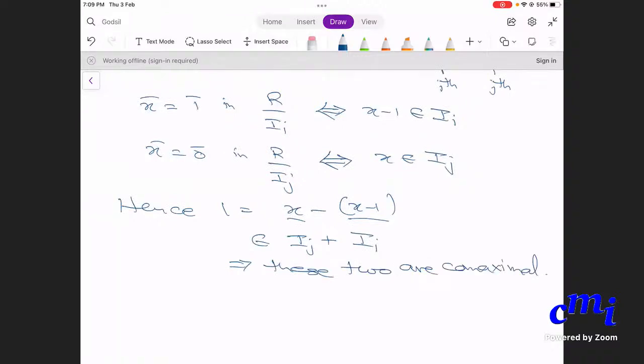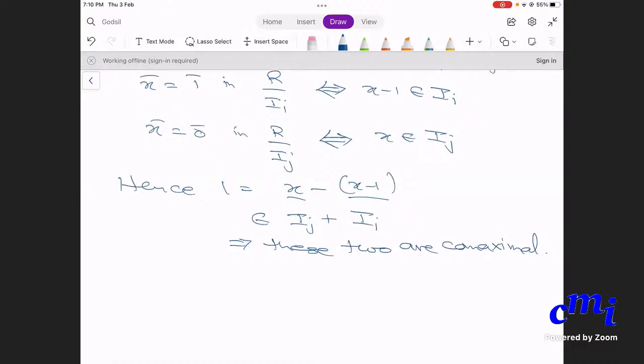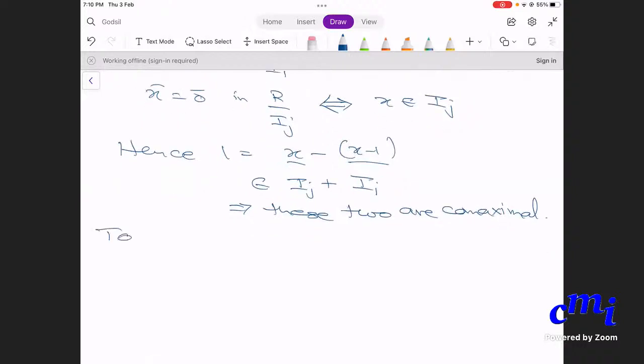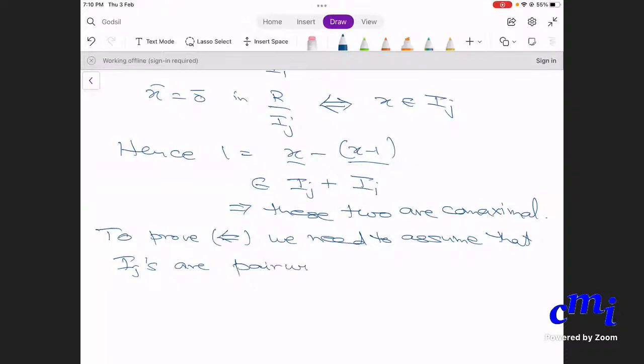Okay, so we have seen that if phi is surjective, then the ideals are pairwise comaximal. Now, what about the other side? To prove this side, we need to assume that the I sub j's are pairwise comaximal, and show that phi is surjective.